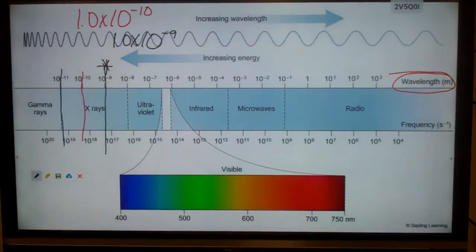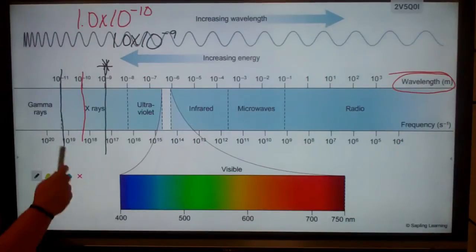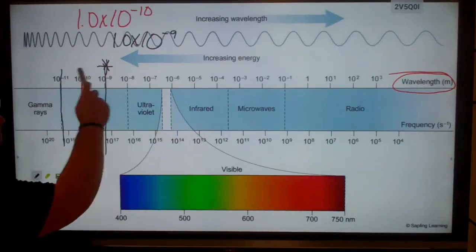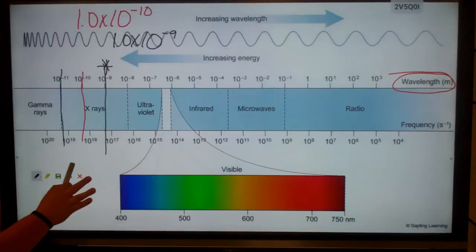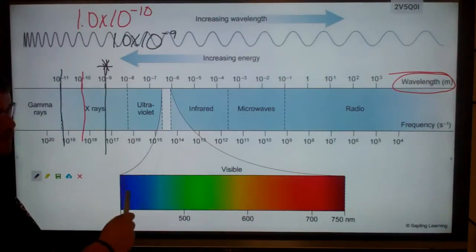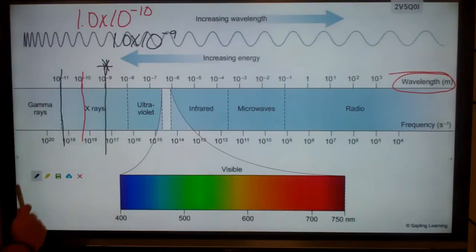Which one of those numbers is greater? 1.0 times 10 to the negative 9, absolutely. So as we move from left to right on this electromagnetic spectrum in terms of wavelength, do the numbers increase or decrease? They're increasing. So as you go left to right, those numbers are going to increase for you.